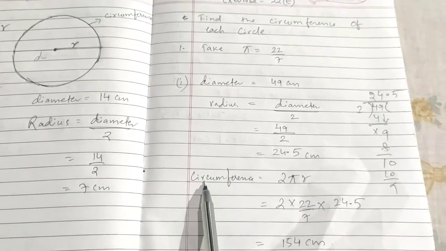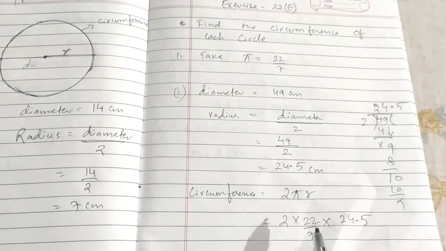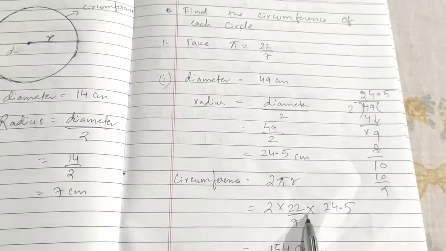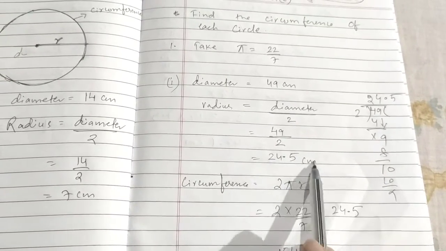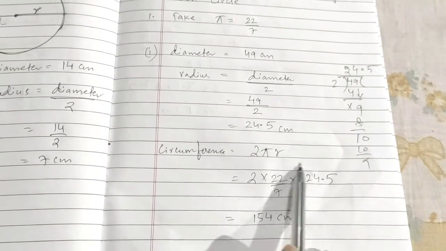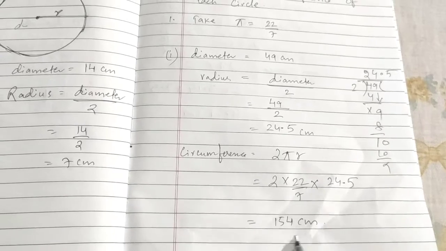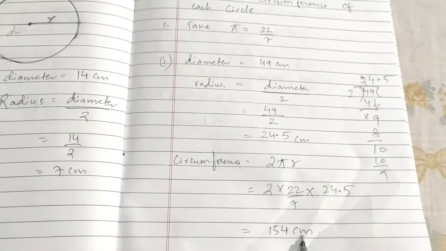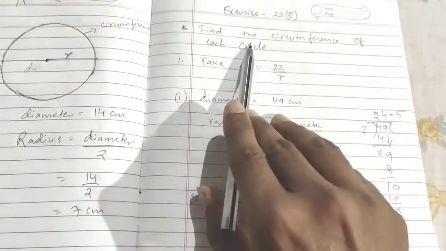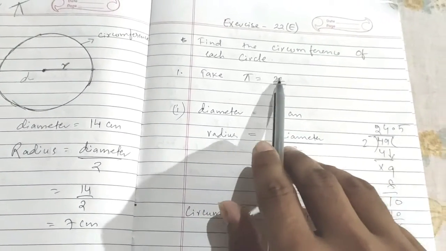Now you will write the formula of circumference, that is 2 pi r. The value of pi is 22 by 7 multiplied by r. How much did we get r? 24.5. So we put the value here. When we multiply, we'll get 154. So circumference equals 154 centimeters. This way the circumference of a circle is calculated when pi is given 22 by 7.